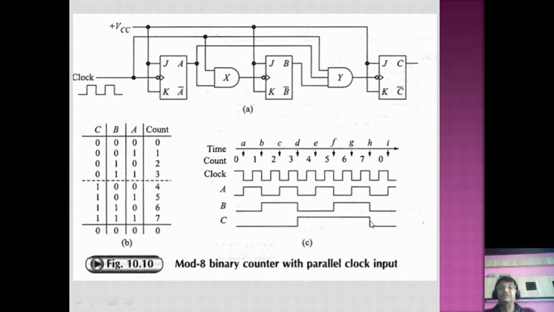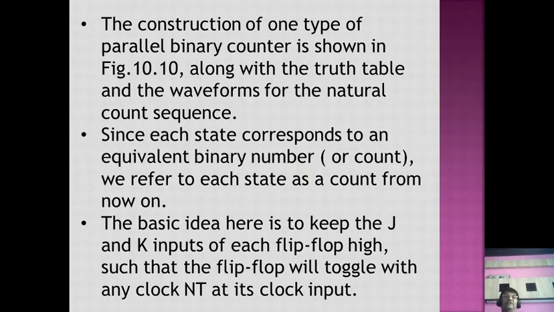So flip-flop C is toggled at points D and H in this waveform C, which you can see here also: from 0, 0, 0, 0, it is toggled after 4 clock pulses. That means flip-flop A is toggled every clock pulse, flip-flop B is toggled every second clock pulse, and flip-flop C is toggled every 4th clock pulse. This is the way it is required, and it is happening in this circuit.